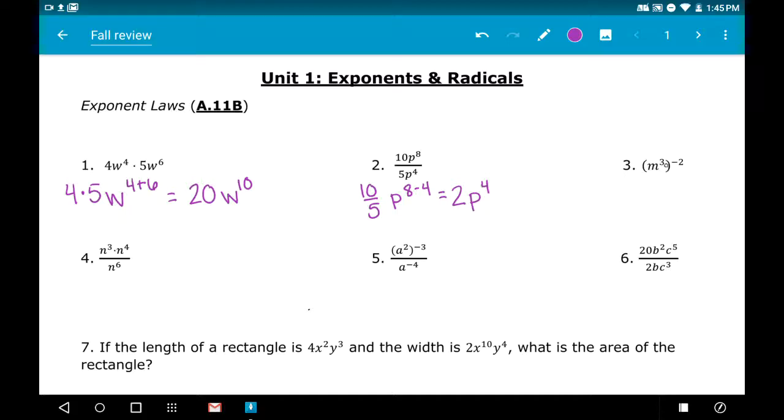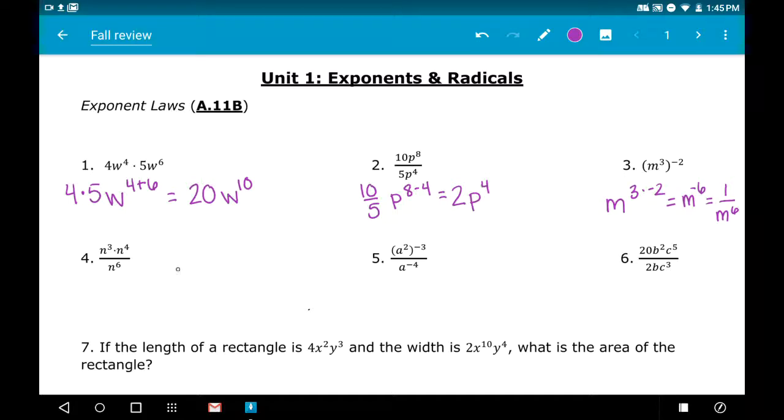With number 3, we have the power to a power rule. So this is when we multiply these two. So for this one, it would be m, and then 3 times negative 2. So our final answer here is m to the negative 6th. But if you remember, you can't have negative exponents, so we would have to make this become 1 over m to the 6th because we move it to the bottom.